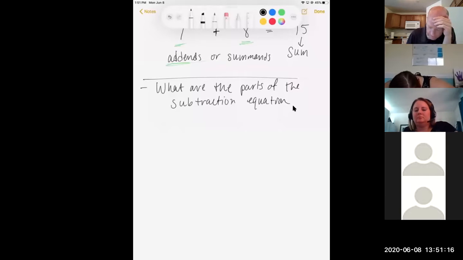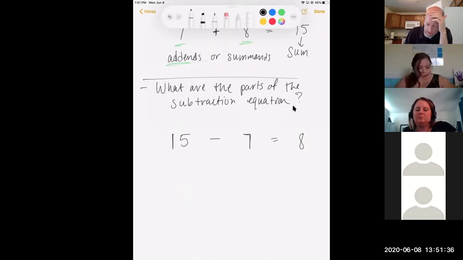So would it be the add-ins, and the difference would be like the sum and addition? Yep, difference is correct. Okay, so if I had an example equation of 15 minus 7 equals 8, this right here is the difference. The answer to the subtraction problem is called the difference.